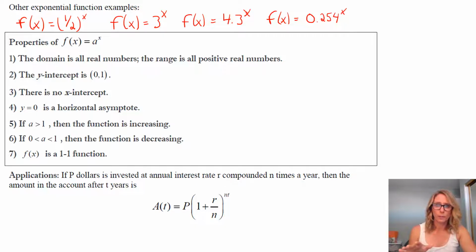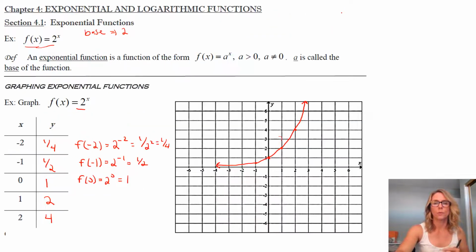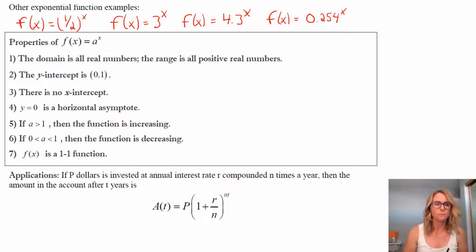The domain is all real numbers. So we go all around from negative infinity to infinity, our domain. The range, notice, is all positive real numbers. So we can see that pretty easily here that we are above the x-axis and going up, but we are also crossing all of our x values.